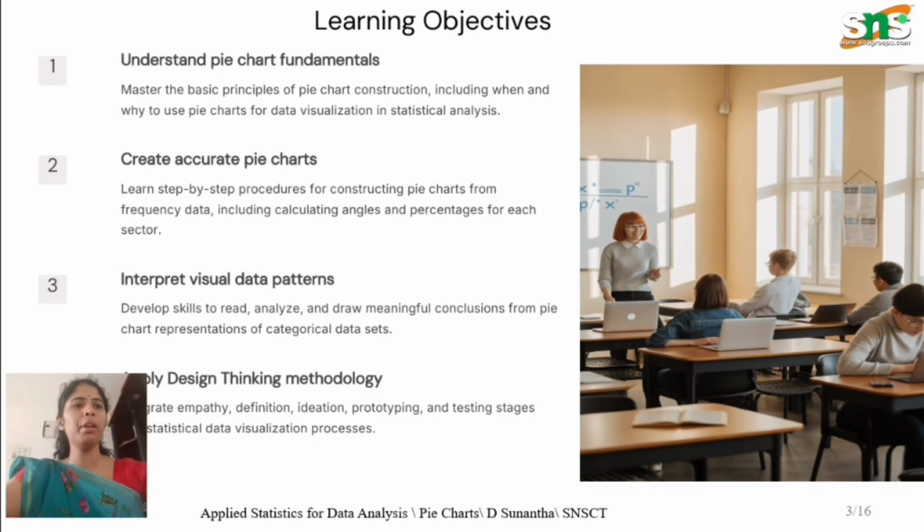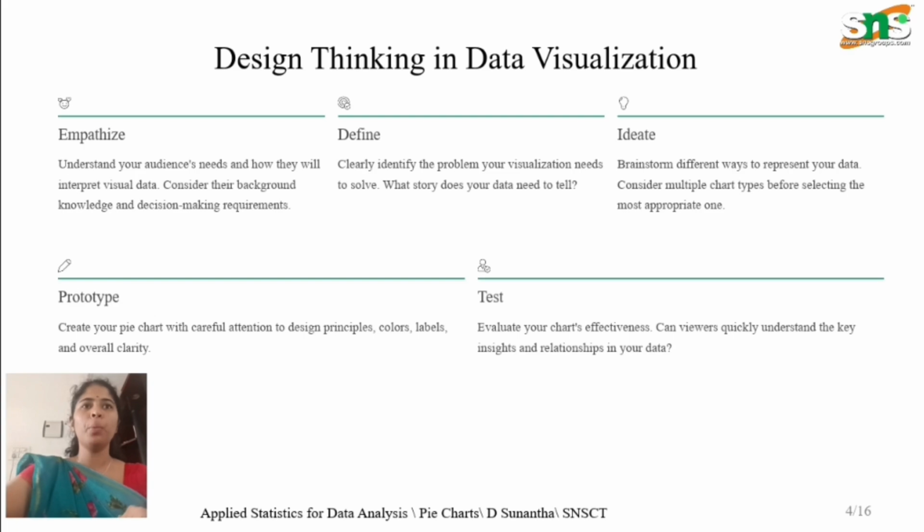The next topic is what is a pie chart. A pie chart is a circular statistical diagram divided into sectors. Each sector represents a category. The size of each sector is proportional to its percentage contribution to the total data. The total percentage will be 100 and the total angle will be 360 degrees. To calculate the angle for each category, we use the formula: angle equals category frequency divided by total frequency, times 360 degrees.